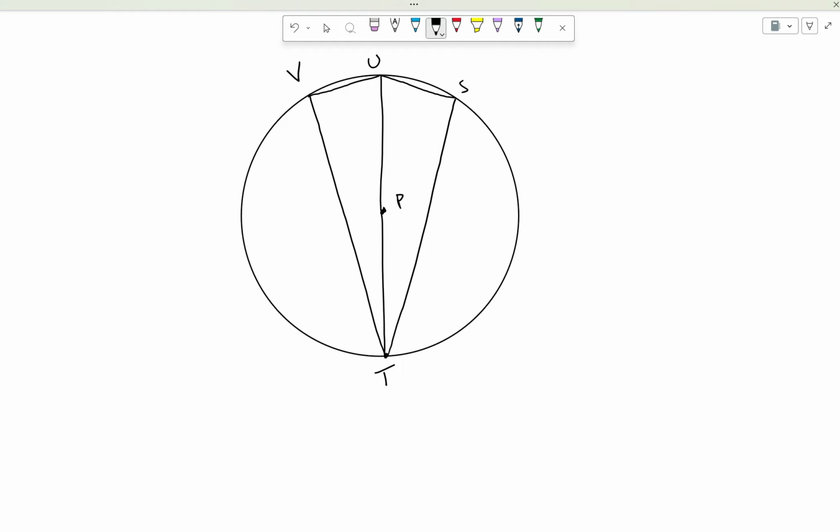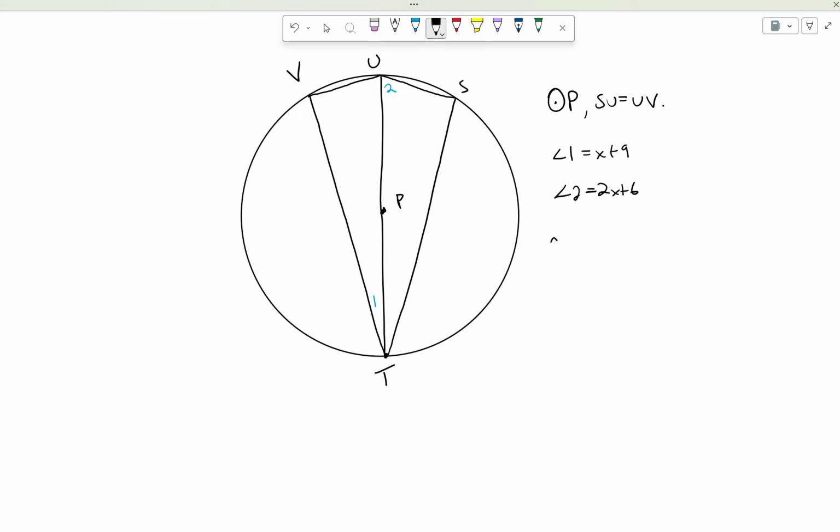So for our givens, I'm going to have angle 2 right here. This is going to be angle 1. And our givens are this, that this is circle P, and SU is equal to UV. Moreover, angle 1 is equal to x plus 9, and angle 2 is equal to 2x plus 6.